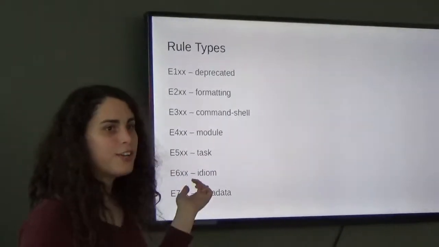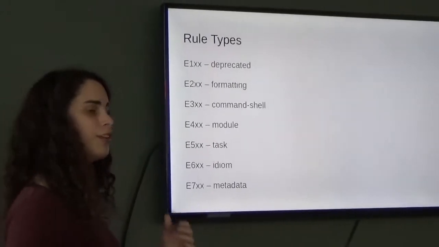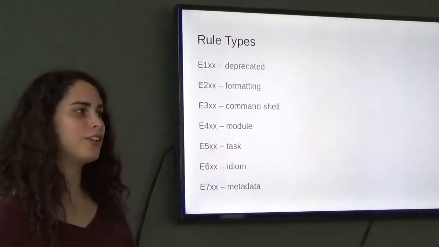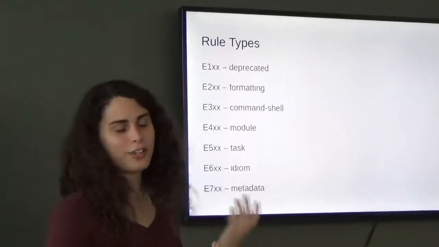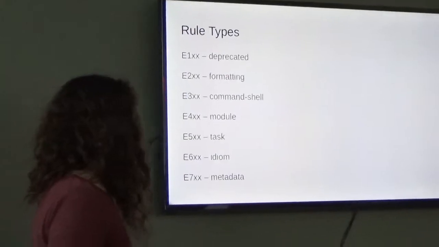Now, task errors, the only one I ever see come up is if you're iterating rapidly, you're pumping out tasks, you're just writing a huge playbook and you forget to name your tasks. That's how it comes up, 500.